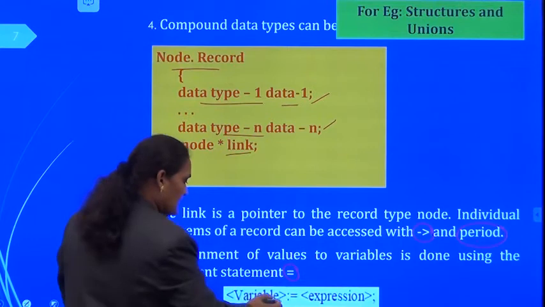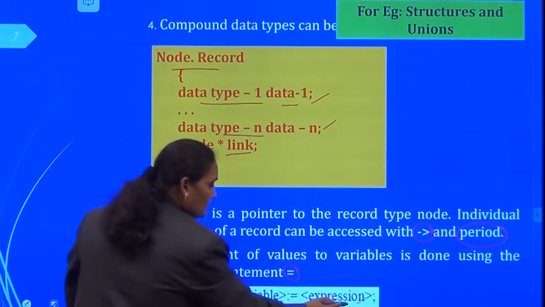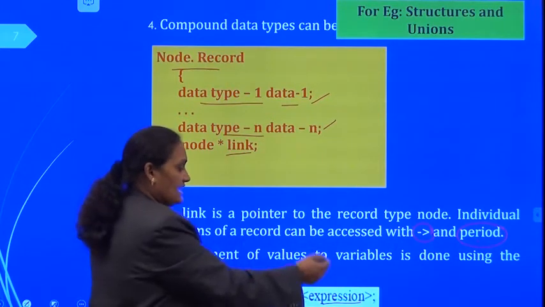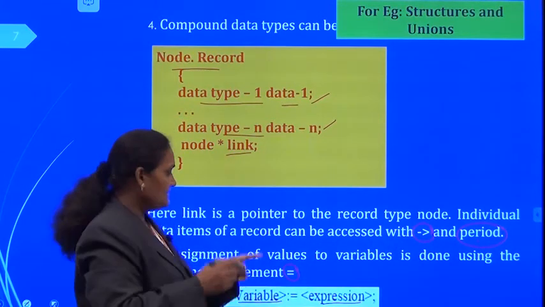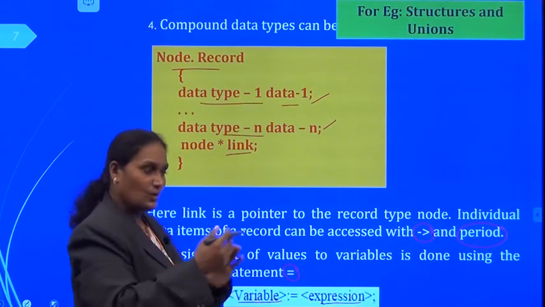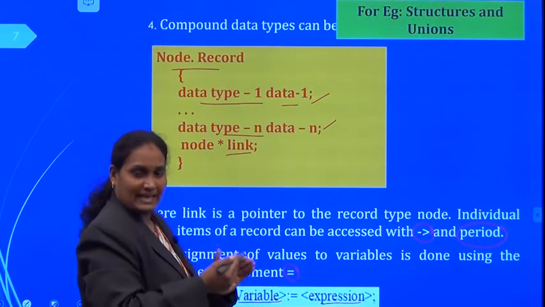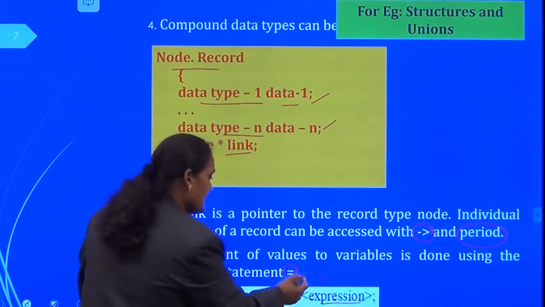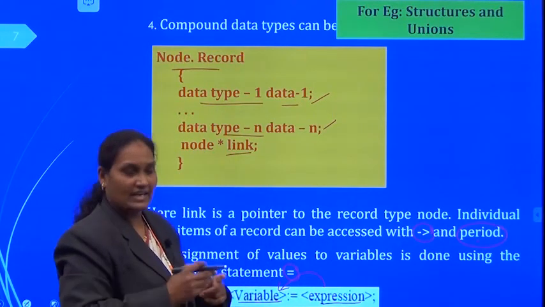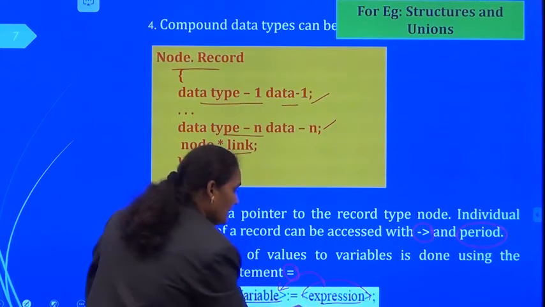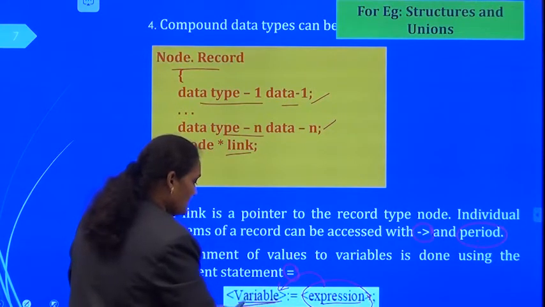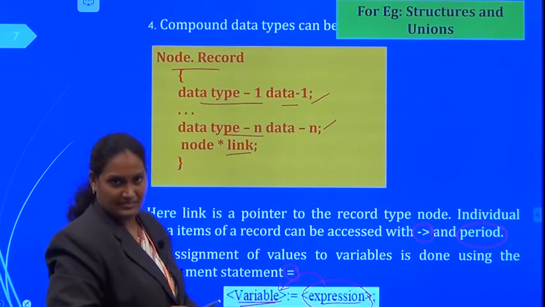Here you can observe, I have written variable is equal to expression. On the left hand side, I represented a variable. On the right hand side, I represented an expression. This expression is evaluated, and after evaluating it, we get some value. The value obtained by evaluating this expression is assigned to the variable which is present on the left side.